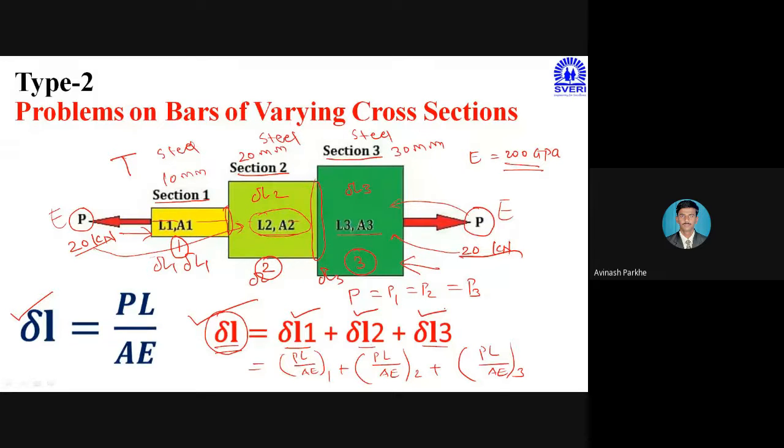For example, if this bar is subjected to a 50 kilonewton load, we have to consider the 50 kilonewton load for section number 1, similarly for section number 2, and similarly for section number 3. In addition, if all three sections are made of a single material, for example steel only, then only one Young's modulus is given to you for further calculation. The same Young's modulus must be used for each and every section. But if sections 1, 2, and 3 are made of different materials, then three Young's moduli will be given to you, and we have to use them in the respective calculations.